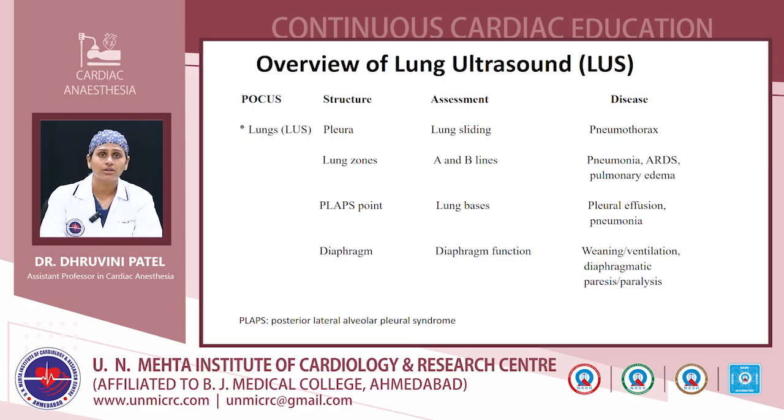Overview of lung ultrasound. By assessment of lung sliding, we diagnose pneumothorax. At the lung zones, we assess the A and B lines for diagnosis of pneumonia, ARDS and pulmonary edema. At the PLAPS points, we assess the lung base to diagnose pleural effusion and pneumonia. And by assessment of diaphragmatic fraction, we decide on weaning from ventilation and diagnose diaphragmatic paresis and paralysis.